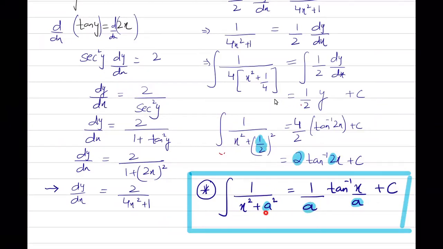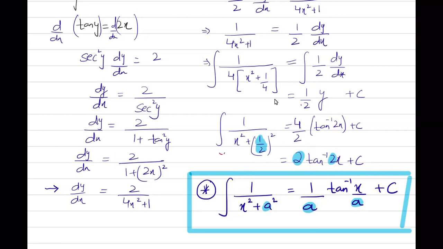So if a is 1 upon 2, then what is 1 divided by 1 upon 2? 2. 2 tan inverse x upon a, where a is 1 upon 2. So will I be getting 2x over here? Yes. 2x plus c. So I just showed you how I got the integration answer in this form. So integration of 1 upon x square plus 1 upon 2, the whole thing square, was coming out to be equal to 4 upon 2, which is 2, tan inverse 2x plus c.